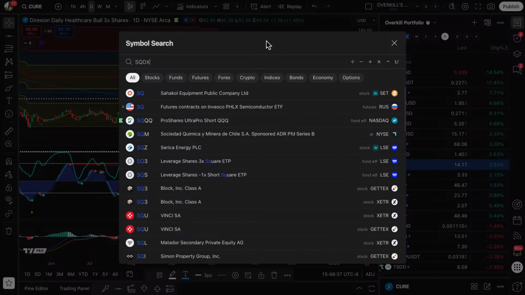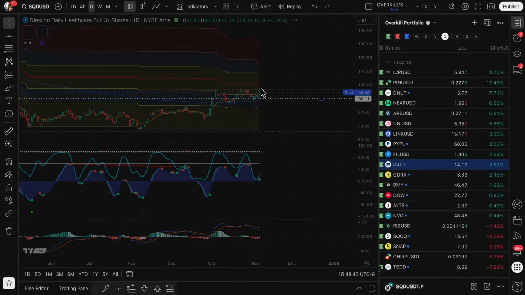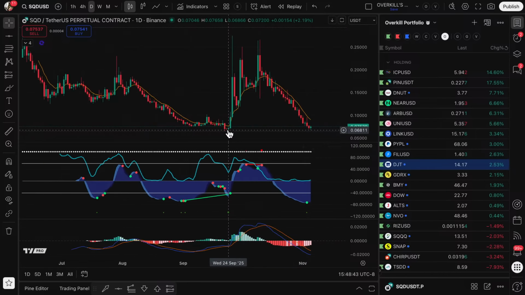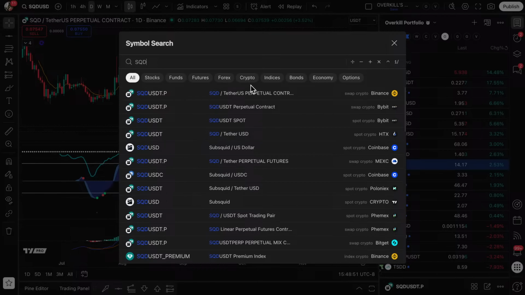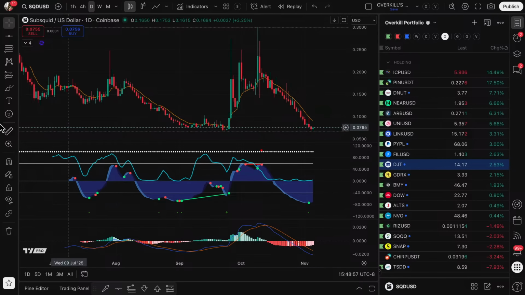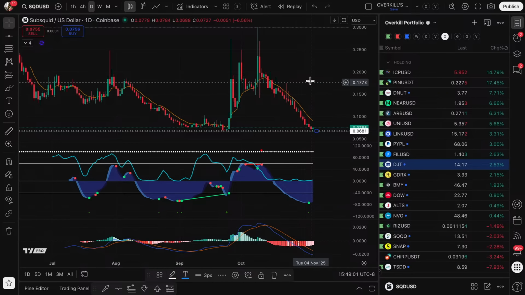SQD is pumping. SQD, that looks pretty interesting. Yeah, it's right down there at the low. You like it, I'd take a stab at it here at 7 cents. I don't know anything about this. SQD. Wow, it actually is on Coinbase too. Yeah, that looks good. As long as it holds 6 cents, that looks really good. Right down there at support.